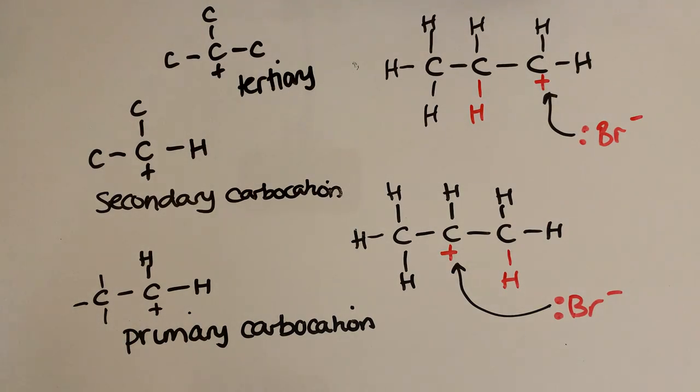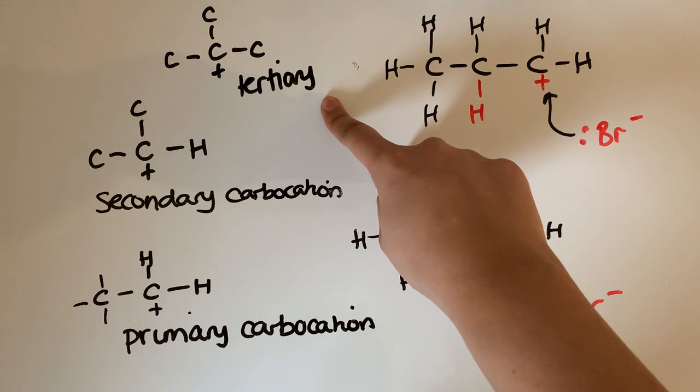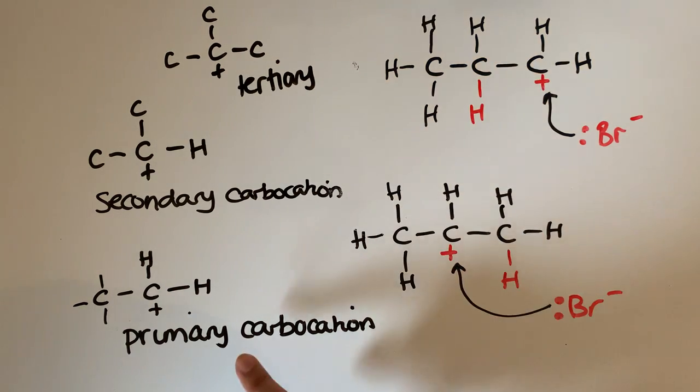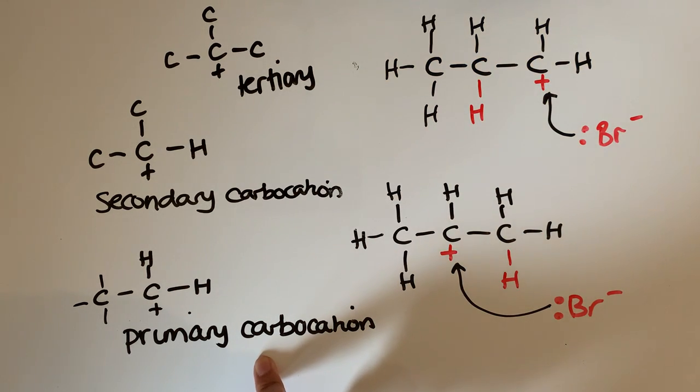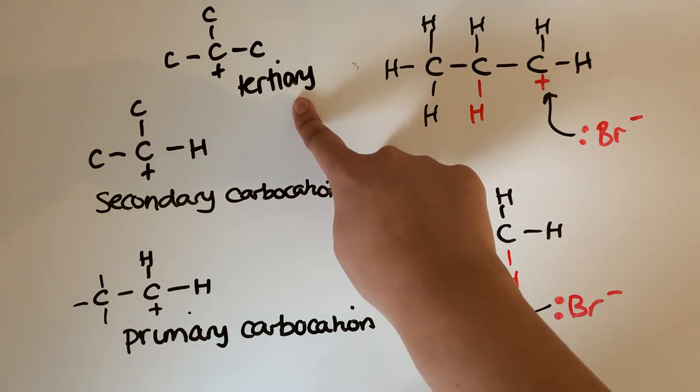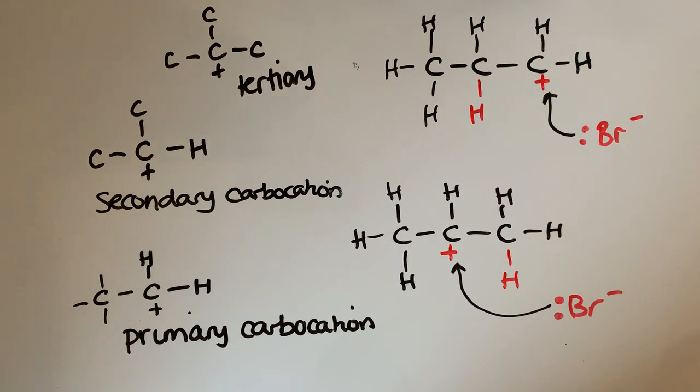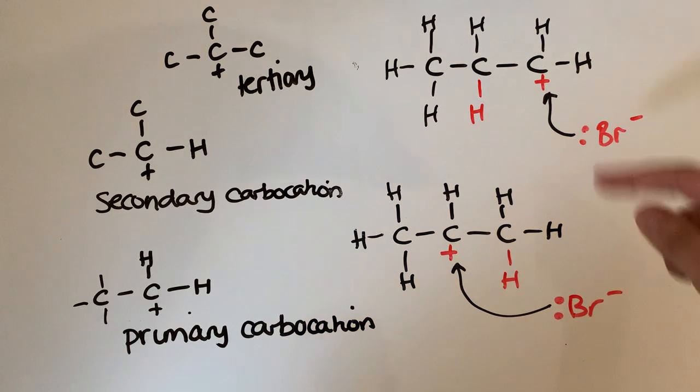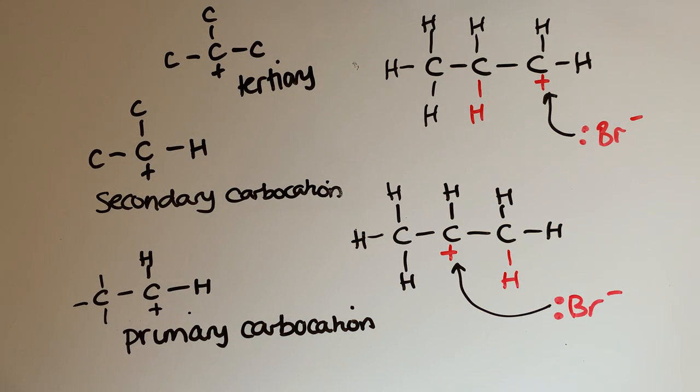Out of these three different types of carbocations, a tertiary is the most stable. A primary is the least stable. If tertiary is more stable, that means it is more likely to form and therefore lead to the major product. A primary carbocation is less likely to form and therefore will usually lead to the minor product. So let's now have a look at these and classify these different types of carbocations.